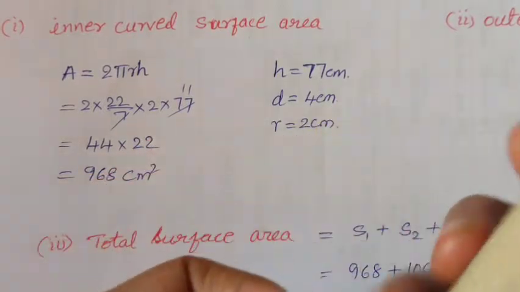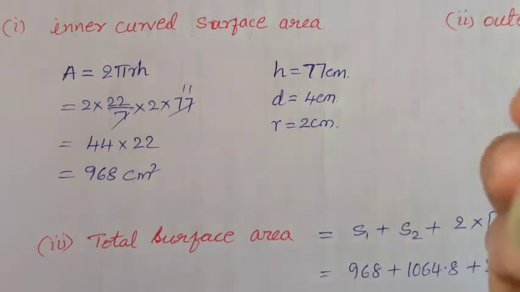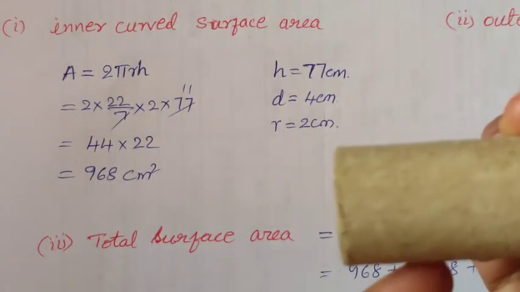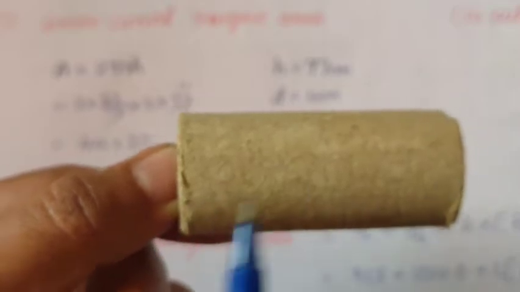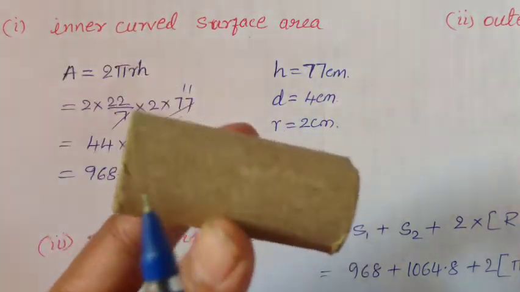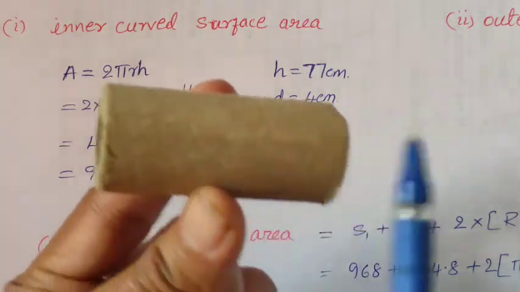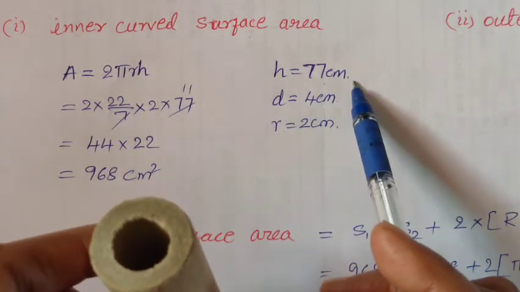Students, you look at this metal pipe, this cylinder. Then you consider this is a metal pipe. Okay, it is 77 centimeter long. So long is nothing but the height of the cylinder. This height of the cylinder is nothing but the length of the pipe, length of the metal pipe. Therefore I will consider this one is 77 centimeter.